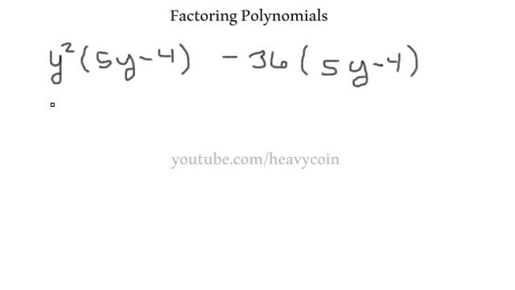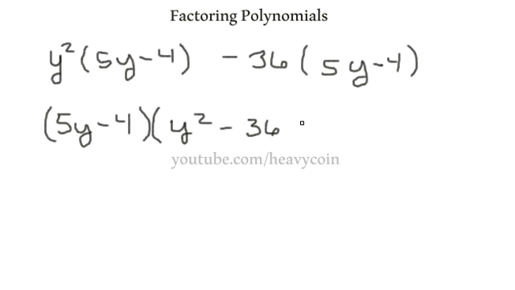So we want to factor this completely down, and what we're going to do here is, because we have a 5y minus 4 in this term and a 5y minus 4 in this term, we're going to factor out a 5y minus 4. So we're going to be left with a y squared minus 36. Now, we can factor this again.